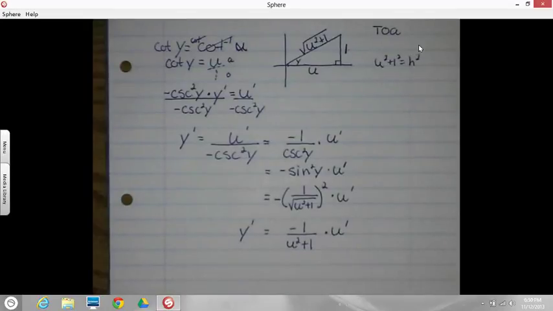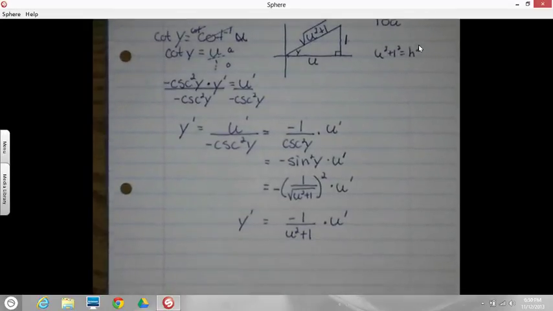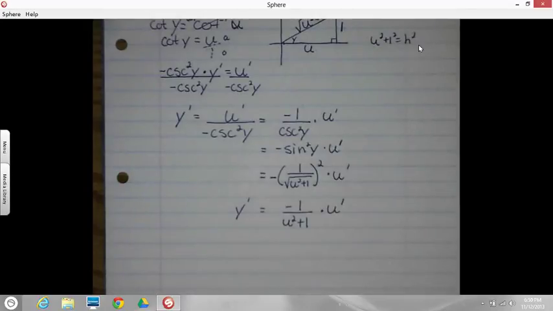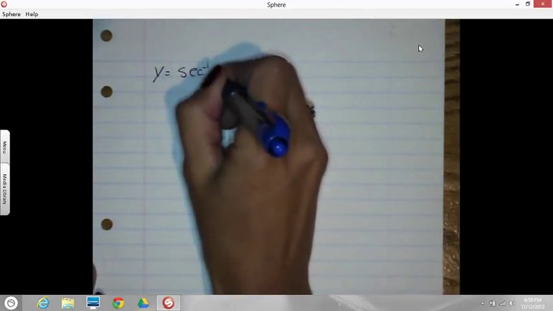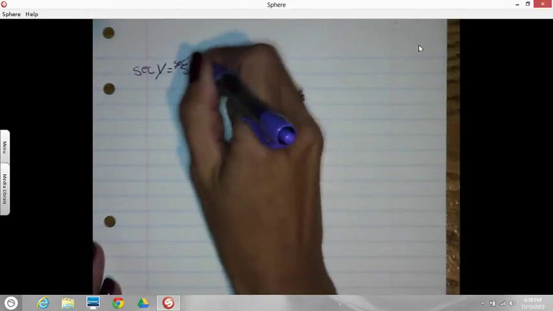Okay, one more, and then I'll summarize the steps that you're going to be repeating tomorrow with your partner. And let's do inverse secant. So we'll start with y equals inverse secant of u. Okay, step 1, get rid of the inverse. To do that, you just take the secant on both sides. On the right, these cancel each other out. Leaves you with a u, secant y.